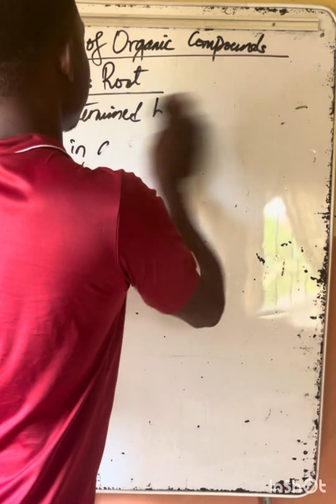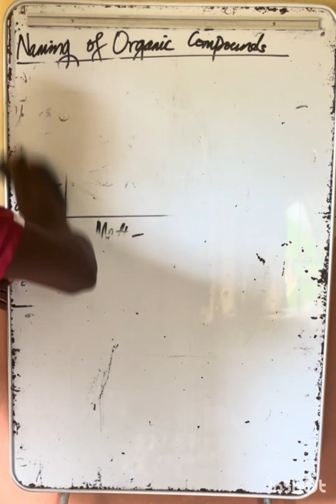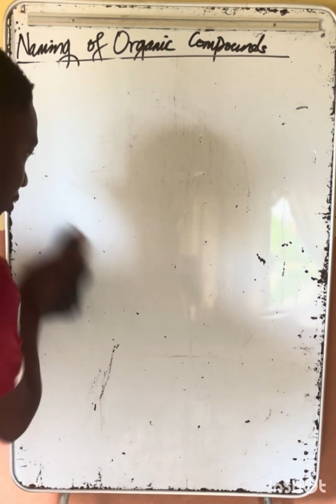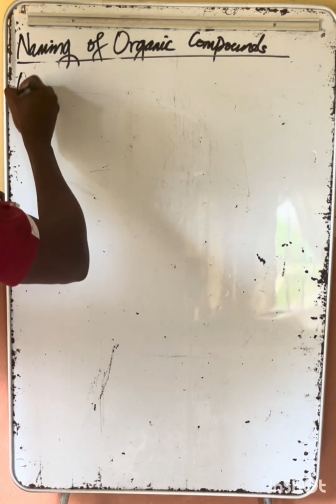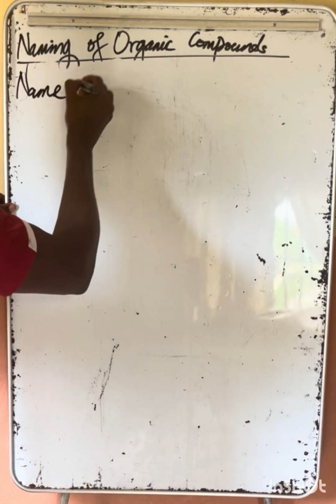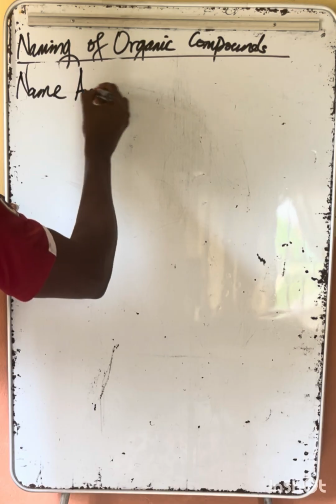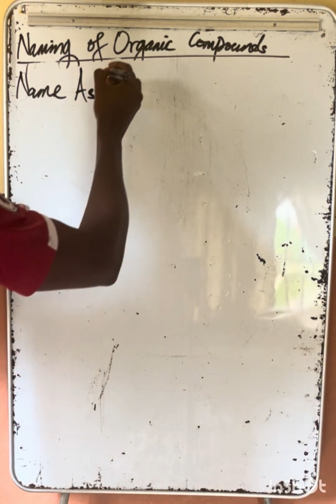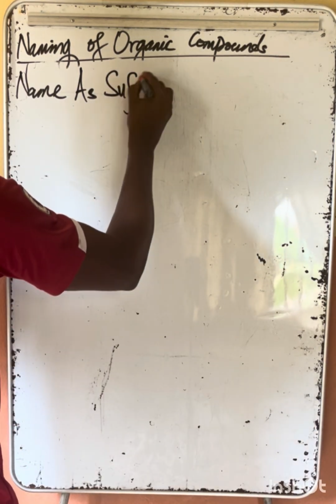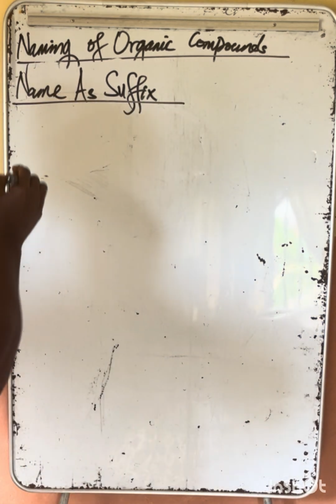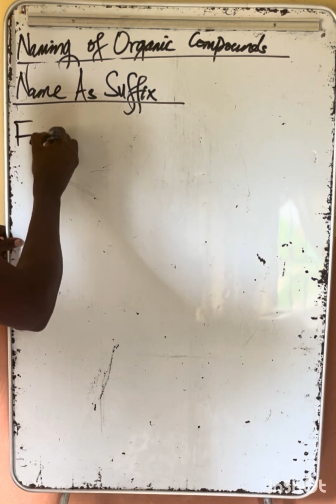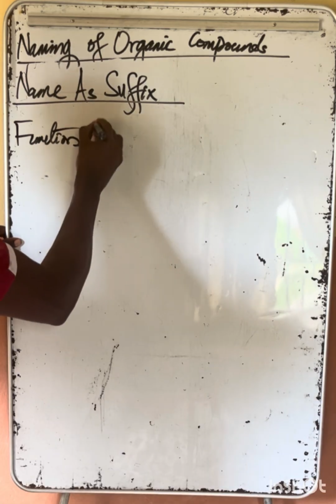Name as suffix. Okay, for name as suffix, as we earlier on mentioned, it is obtained from what? The functional group of an organic compound. So we'll see some functional groups and their names as suffix.